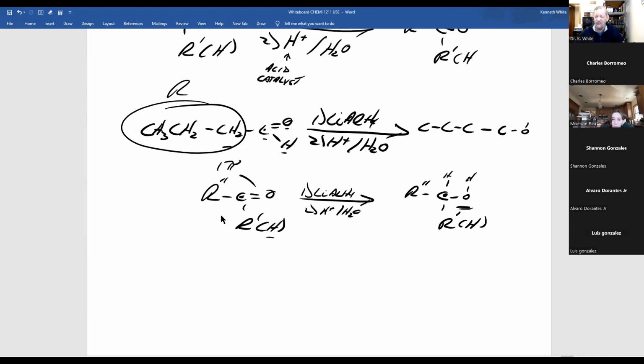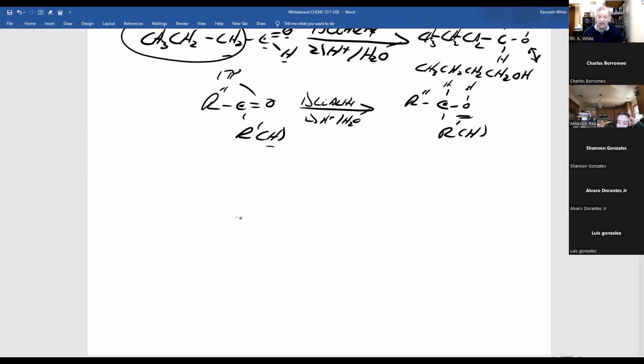Now you can write it this way. And there's already a hydrogen. There are 4 bonds to carbon. Or you could have written it this way. Either way would be correct. These two are identical, 1-butanol. And that's lithium aluminum hydride.